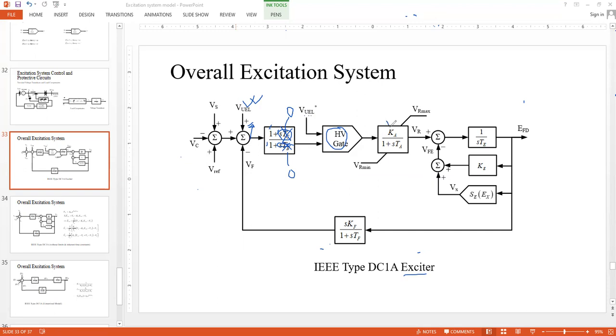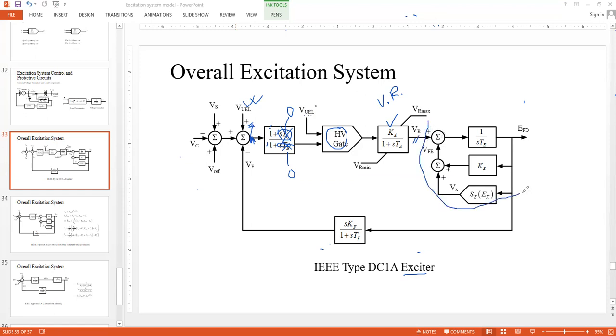And then this is your voltage regulator, which is simply an amplifier. The voltage regulator will be energized as soon as there is some error here. Unless there is any error, this should provide you nothing. No change of VR would be there. So as soon as there is some error, there would be some change in VR, and that would be added up at this summing junction. That would be fed to the exciter.